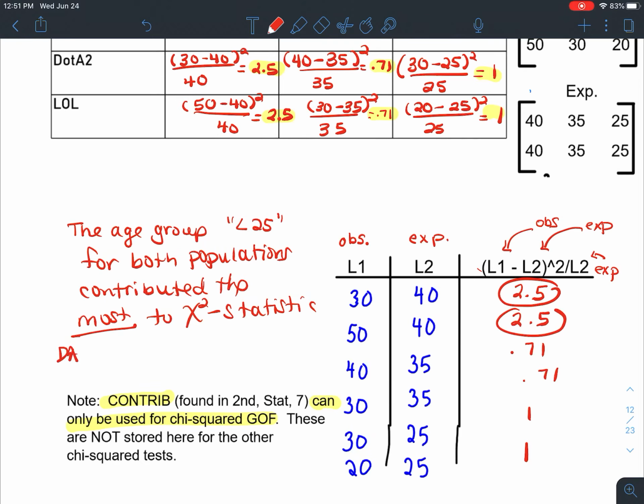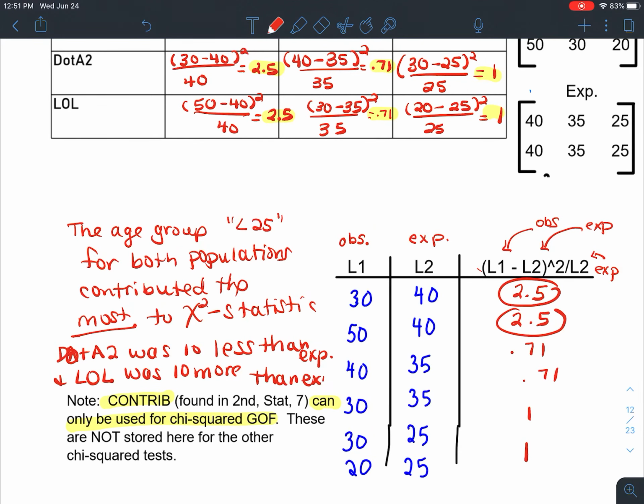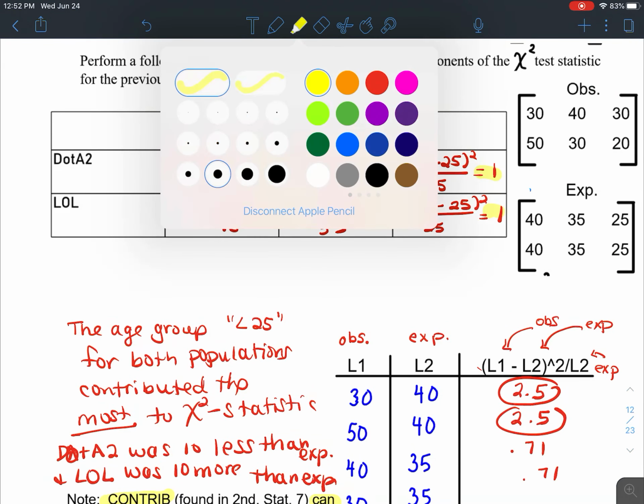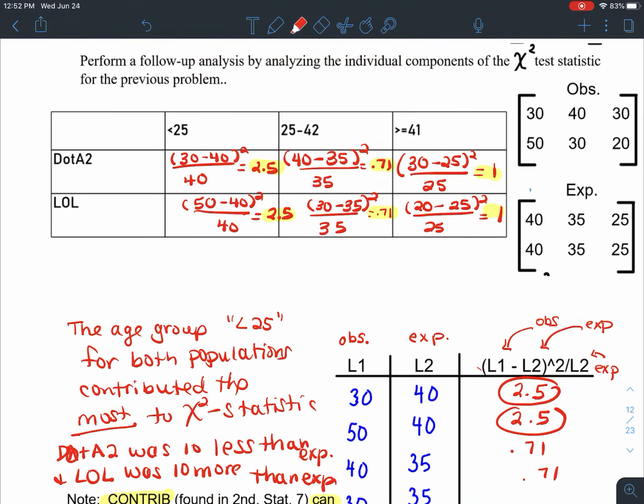I'm going to say that Dota 2 was 10 less than expected, and League of Legends was 10 more than expected. Now, if you're not sure where I'm getting that from, let's take a look back here. I went ahead and copied, here's the observed, here's the expected. We already said that it was that age group here, so that's these numbers right here.